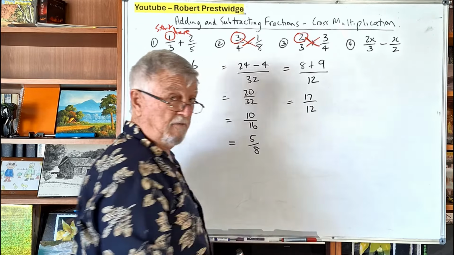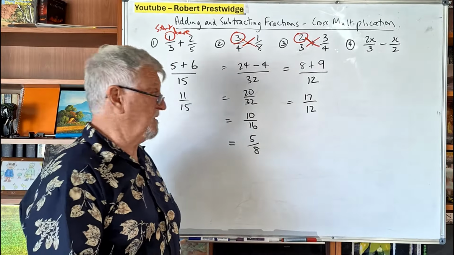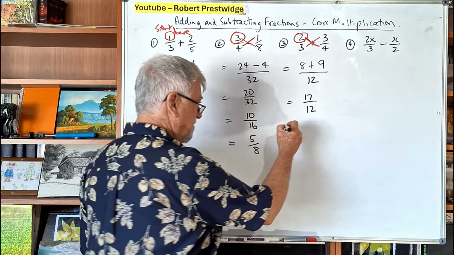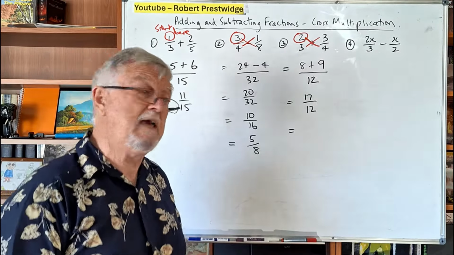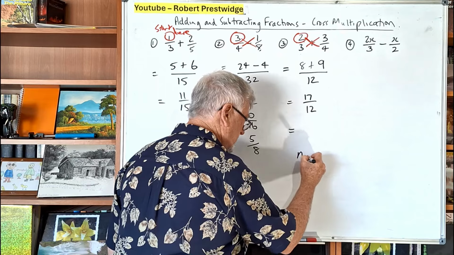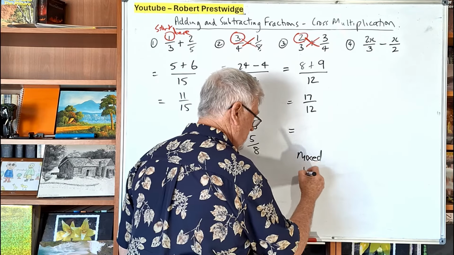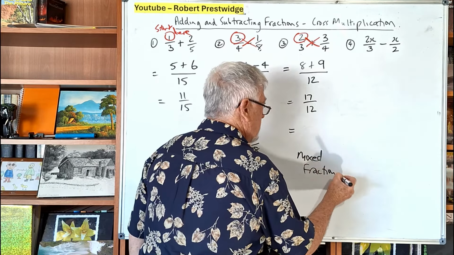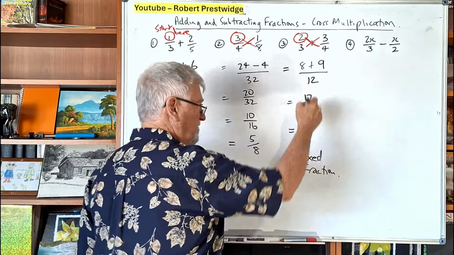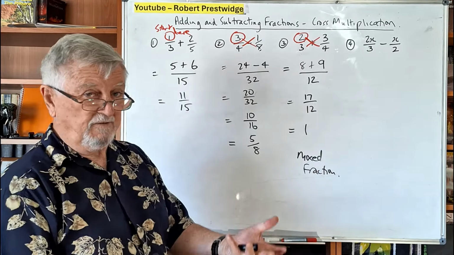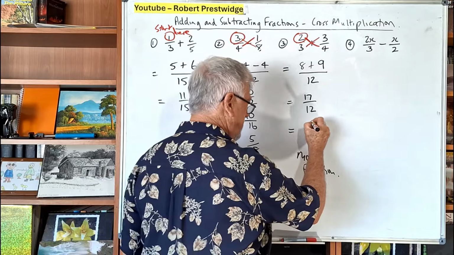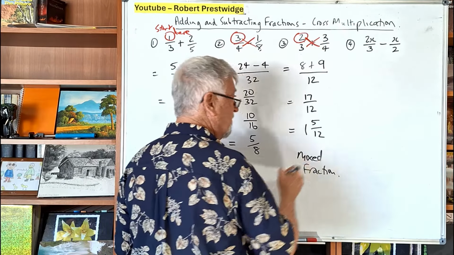Now, most places I know in Australia, I've taught in 3 states, would accept 17 over 12 and have no problems. But a lot of places, especially if you're in year 7 and 8, will want you to turn that into a mixed fraction. I think most people will be okay with the idea of a mixed fraction. So how many times does 12 go into 17? It goes once. And then you can go 13, 14, 15, 16, 17 if you have to count on your fingers. And we've got 5 left over, so that's 1 and 5 12ths.